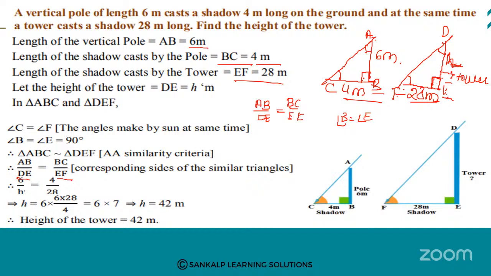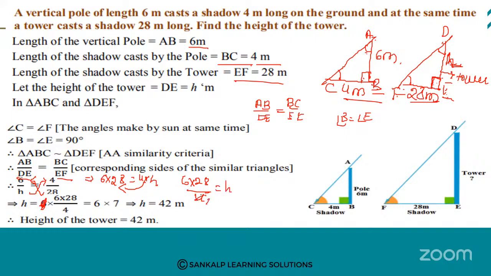Now, transfer this 28 to this side, 6 into 28, right? 6 into 28 divided by 4. How does this happen? Transfer H here, transfer 28 here, it becomes 6 into 28 is equal to 4 into H. Now transfer 4 to this side. 6 into 28 divided by 4 is equal to H.